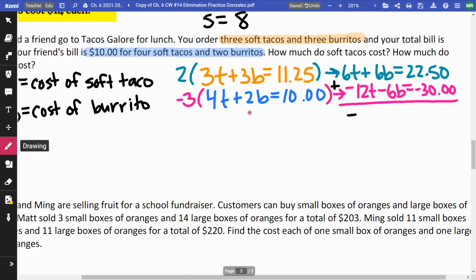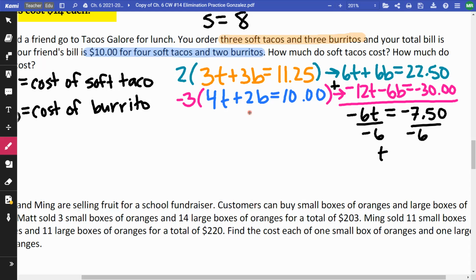So I'm going to get a negative 6T. My B's cancel out, is equal to, and when I do 22.50 minus 30, I end up with a negative $7.50. I'm going to divide by a negative 6. And when I do, negative 7.50 divided by negative 6 is $1.25.